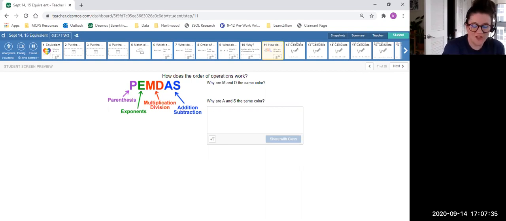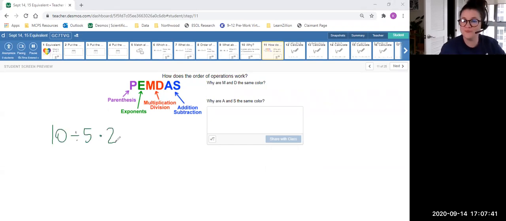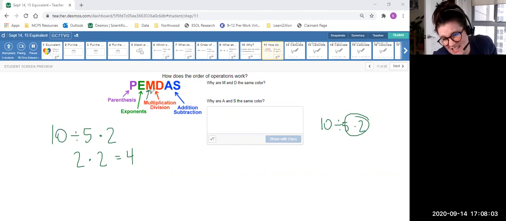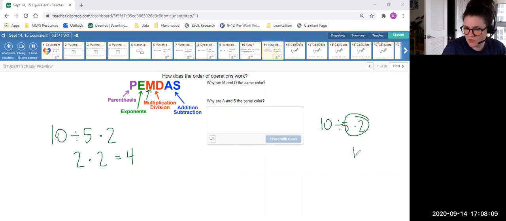As soon as we have just multiplication and division together, so let's say 10 divided by 5 times 2, as soon as we have that, we go from left to right. We say 10 divided by 5 is 2, 2 times 2 is 4. If we did it incorrectly, we would have done 5 times 2 first because M technically comes before that. But no, it's just for the mnemonic. 5 times 2 is 10, so we would do 10 divided by 10 and get 1. And that's not the correct answer.